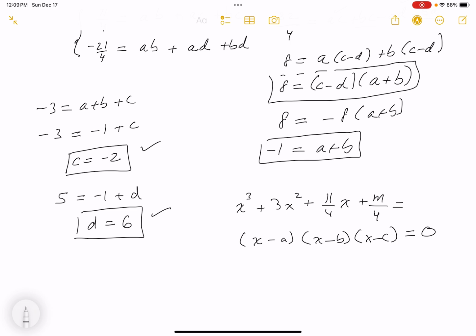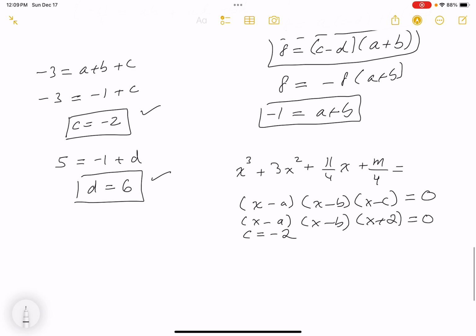I think so. Let's put this down. So c equals minus 2. So let's write this down now. So it's going to be x minus a, x minus b, then it's going to be x plus 2. That equals 0. So what do I know? I know I could just plug it in now. And it's a root. I just plug it in. So you just plug it into this thing over here. And I think I'll be able to figure out m now. So what do you get?